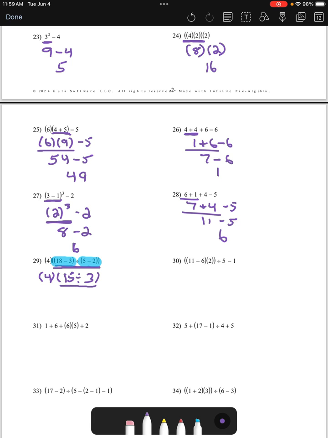Now this set of parentheses has division inside of it, so it's what we handle first. 15 divided by 3 is 5. These parentheses are now multiplicative in nature. 4 times 5 is 20.